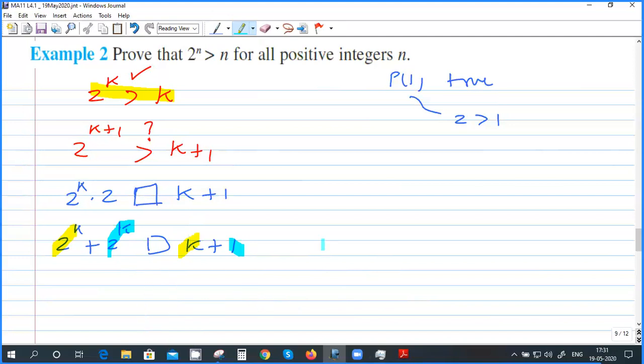I've written the steps. See, I've written like this. This is 2, no? The last step. And this yellow one, 2 raised to the power k is greater than k. That is by this first statement. And 2 raised to the power k is greater than 1, because k is a positive integer. The minimum value is 1, right? 2 raised to the power 1 is 2, that is greater than 1. So the first term on the left side is greater than the first term on the right side, and the second term on the left side is greater than the second term on the right side. So it's obviously true.